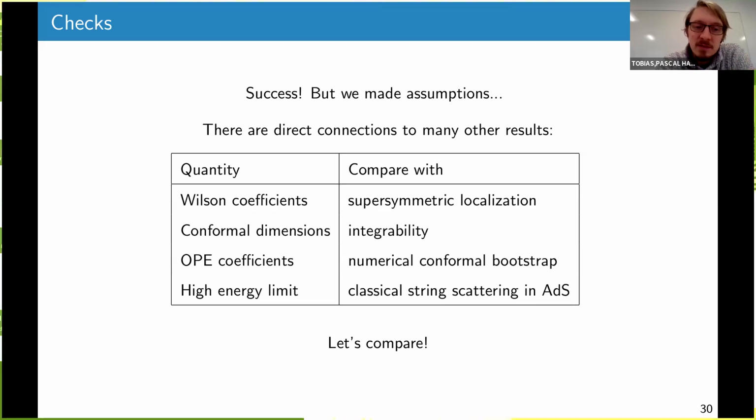So we have the Wilson coefficients, which are the coefficients in the low energy expansion. Some of them have been computed from supersymmetric localization. We can compare the conformal dimensions to the integrability results. There was one check of OPE coefficients already done and compared to numerical conformal bootstrap. And then finally, we have the high energy limit, which I will talk about in the last part of the talk, which we can compute as a classical computation a la Gross and Mende, but in AdS. So for the first 3 things, I will show you the comparison right now.